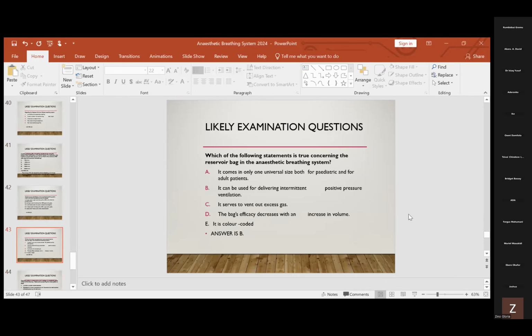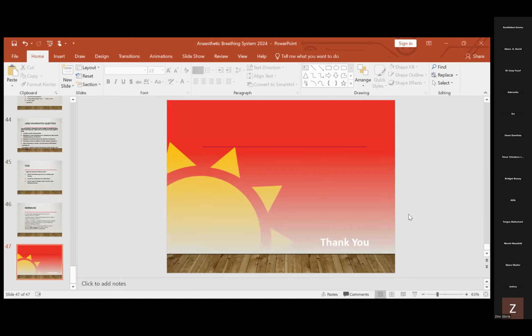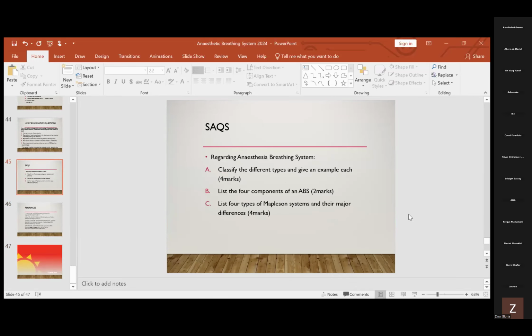I have some likely exam questions, but because of time, we may not be able to go over them. But look at some of the questions I've asked my students in time past, especially undergraduates. Classify the different types of anesthesia breathing system and give an example each, that carries 4 marks. If you list the 4 components of anesthesia breathing system, that carries 2 marks. If you list 4 types of breathing system and their major differences, that gives you 4 marks. All right, I think we should stop here.